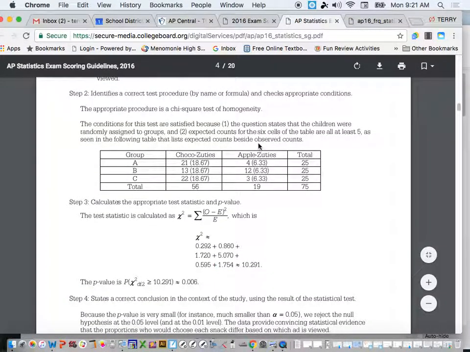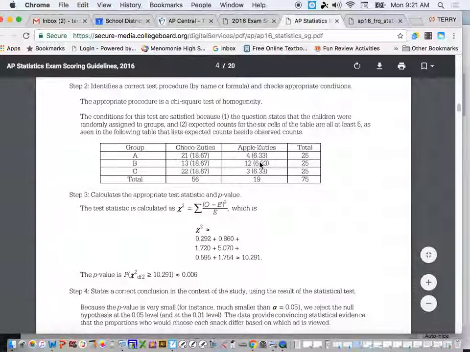So then you have to show your conditions. It says they were randomly assigned to groups, so there's the randomization. The 10% doesn't really apply because it was a random allocation. And the expected counts are at least 5. You have to show the expected counts. They're in parentheses here. If you type this in a calculator as a matrix, the 21, 13, 22, 4, 12, 3, and do the chi-squared test, it will give you the expected matrix.